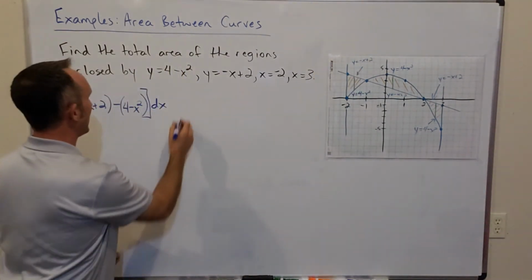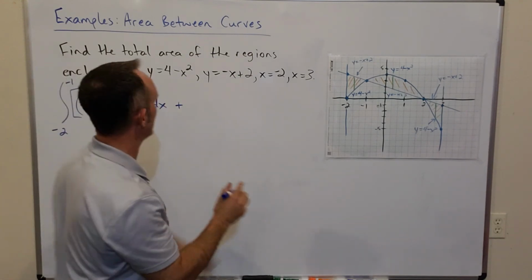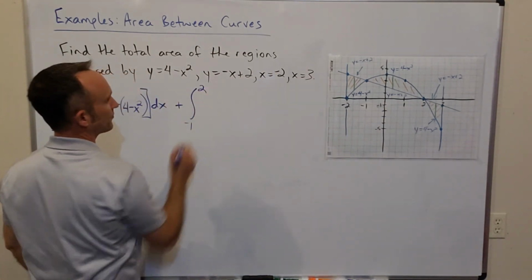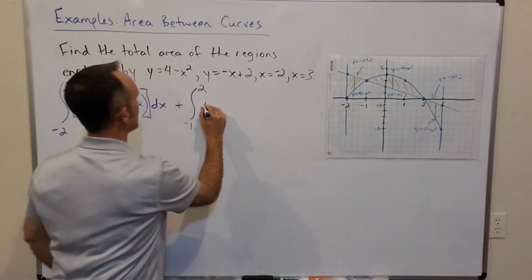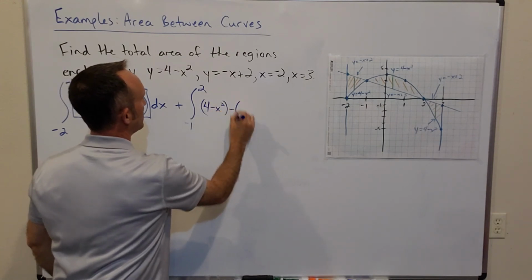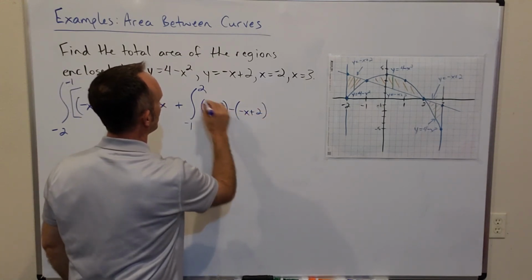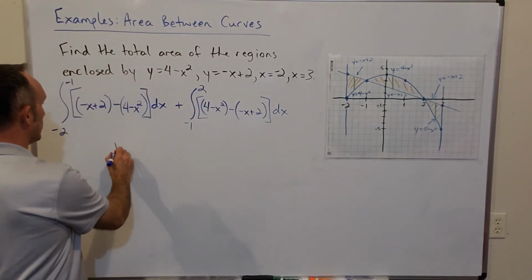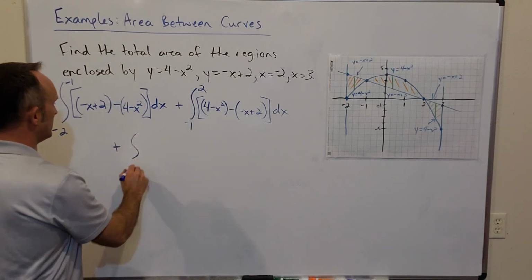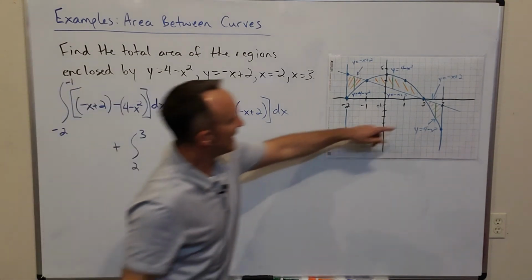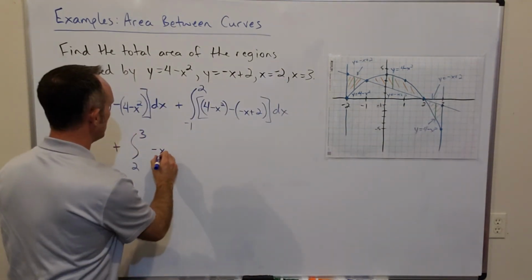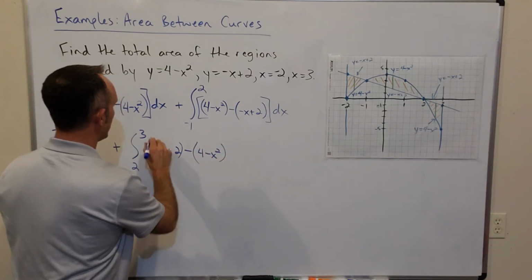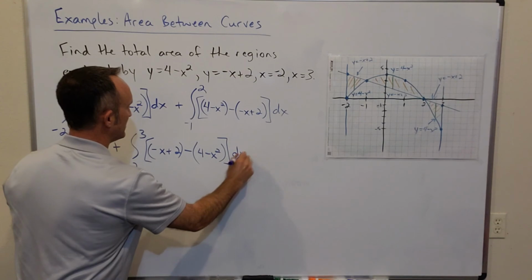Then I need to add to that the area of the second region, which now is going to go much quicker. It's an integral from negative 1 to positive 2. The top y is 4 minus x squared, minus the bottom y is negative x plus 2, and the width is dx. And then I need one more integral from 2 to 3. The height is the top y, negative x plus 2, minus 4 minus x squared, the bottom y, times the width, which is dx.